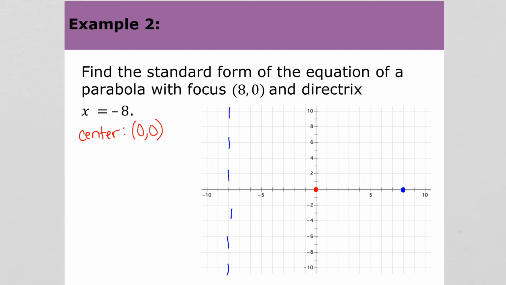And if that's the case, then our axis of symmetry is horizontal, because it's going through the vertex and the focus. And by the way, I put center there. That should be vertex.